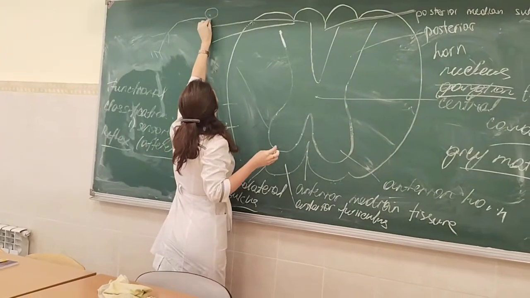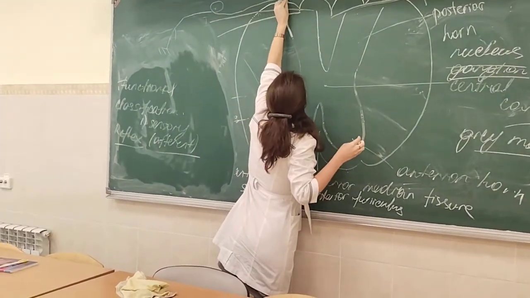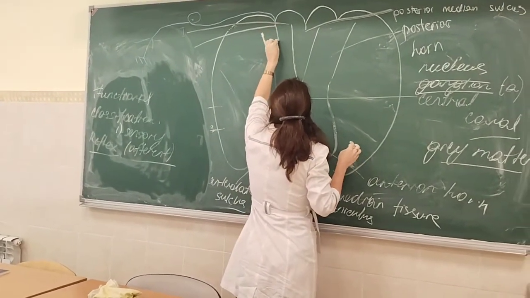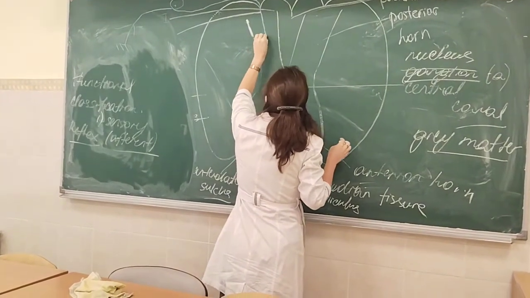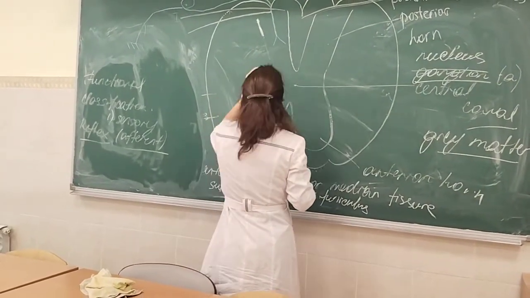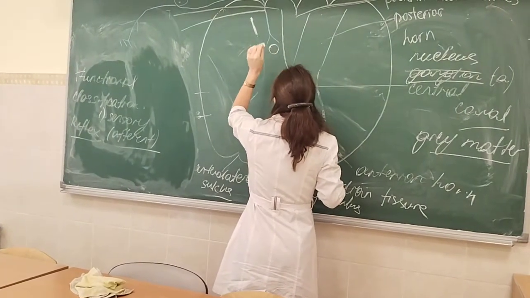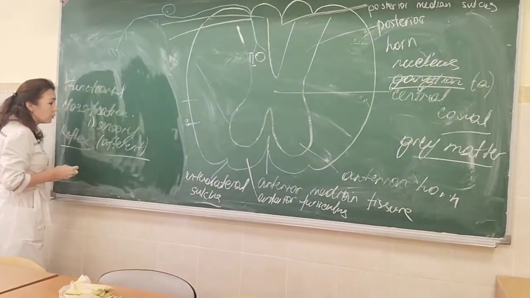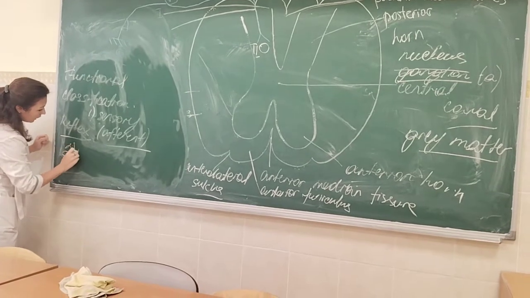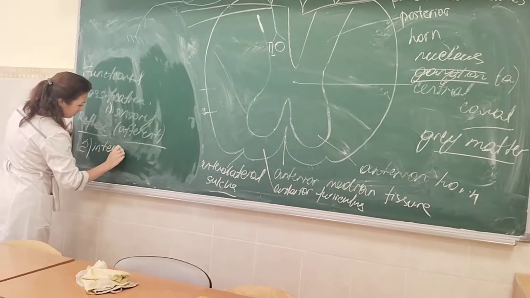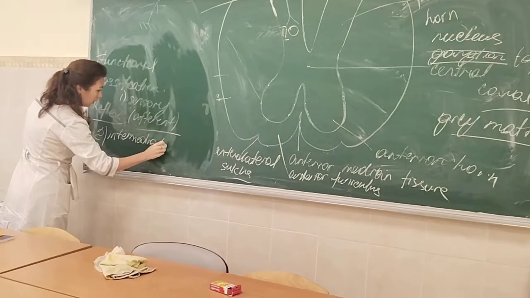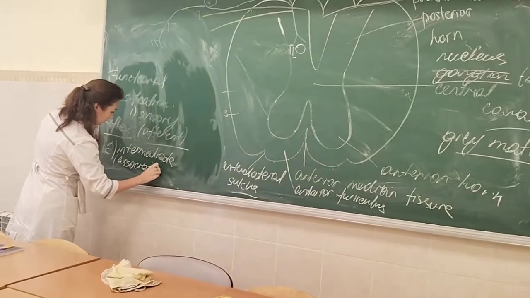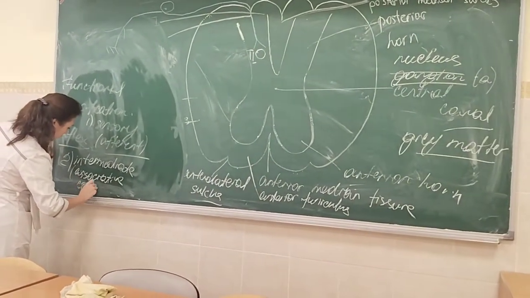And then along the axon of this neuron, it enters through posterolateral sulcus of the segment of spinal cord and enters posterior horn, and here it forms synapse with the body of second order neuron that is located in the posterior horn. Second type of neurons is intermediate neuron. Intermediate or associative neuron, or conductive neuron also.